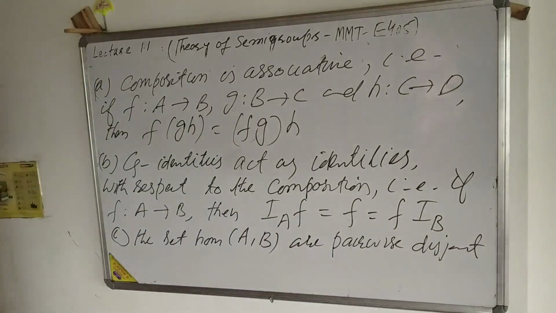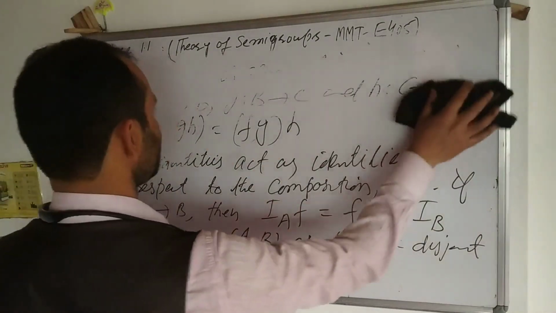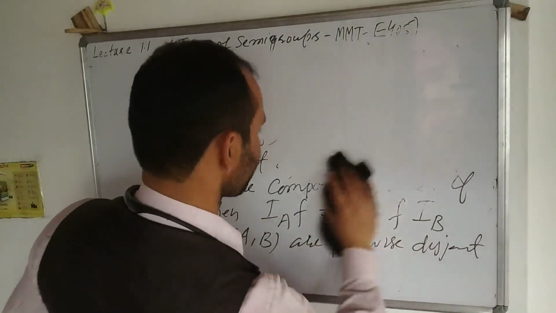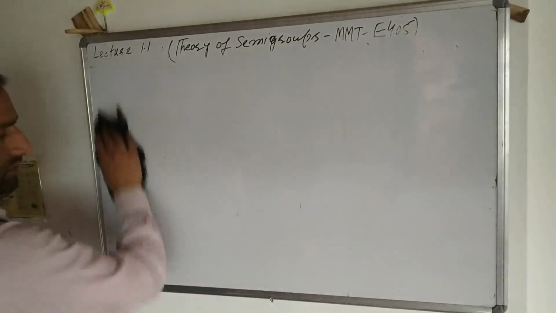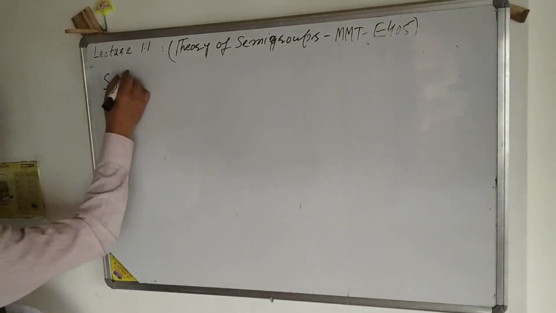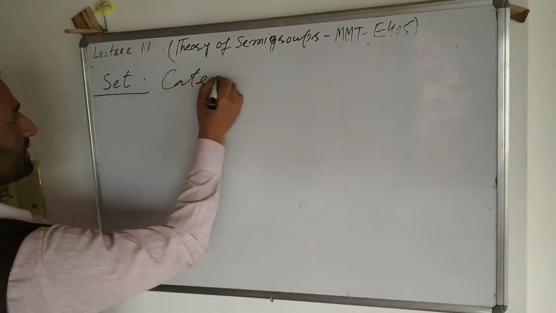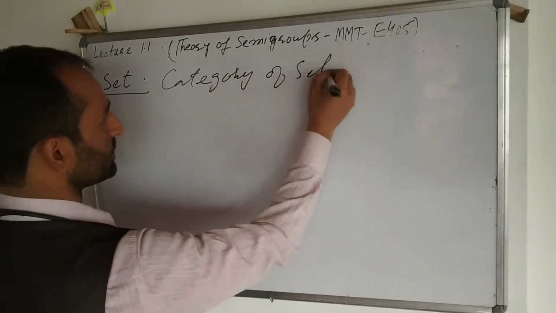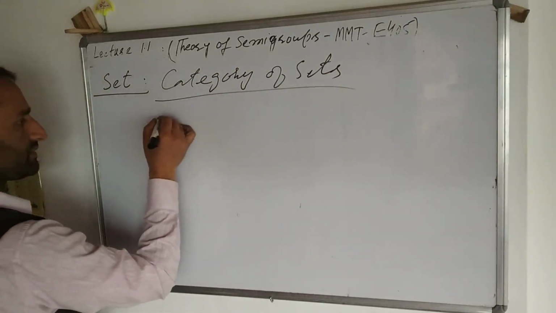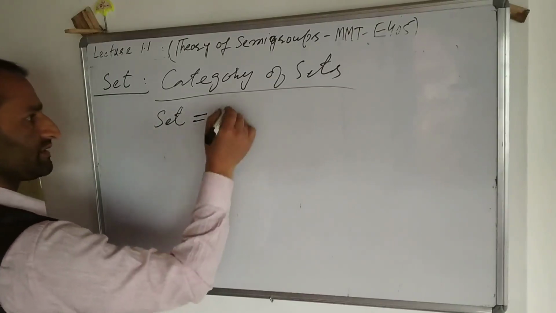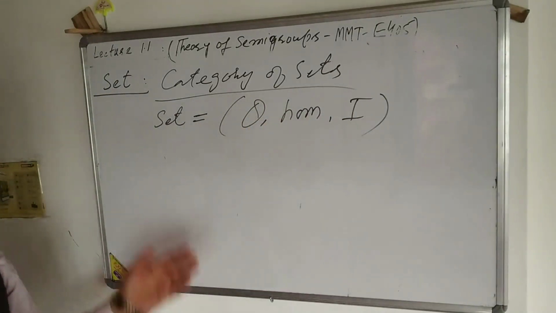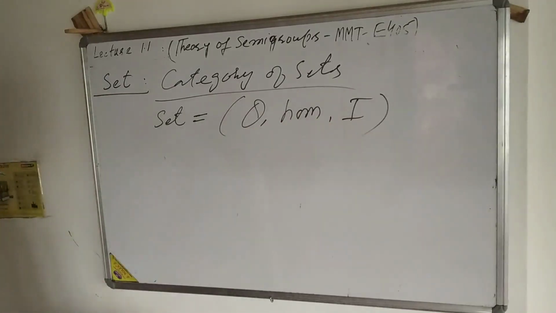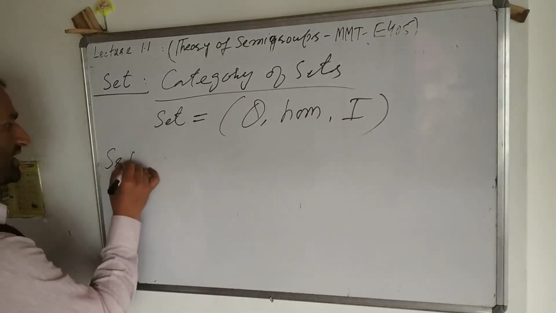Now we give some more examples of categories, as we already explained one example, the category of sets. The category of sets is denoted by SET. In this category we have a triplet O, hom, I, where O is the collection of all sets, hom is the collection of all mappings between the sets, and I is the identities. And the semigroup category is denoted by SGP.